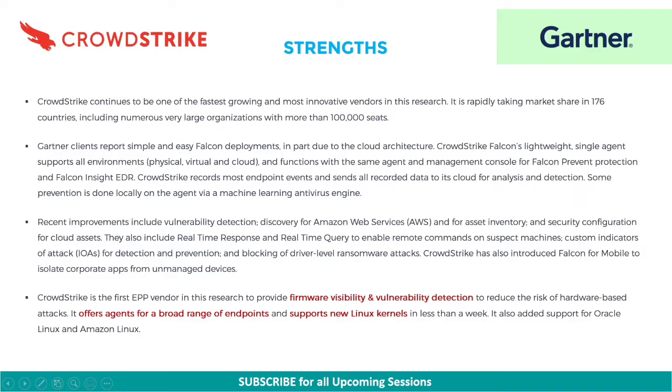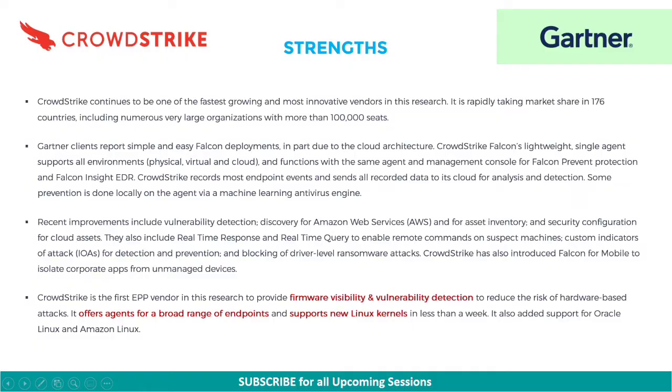According to Gartner, CrowdStrike strengths include: CrowdStrike continues to be one of the fastest growing and most innovative vendors in this research. It is rapidly taking market share in 176 countries, including numerous very large organizations with more than 100,000 seats. Gartner clients report simple and easy Falcon deployments, in part due to the cloud architecture. CrowdStrike Falcon's lightweight, single agent supports all environments, that is physical, virtual, and cloud, and functions with the same agent and management console for Falcon Prevent protection and Falcon Insight EDR.